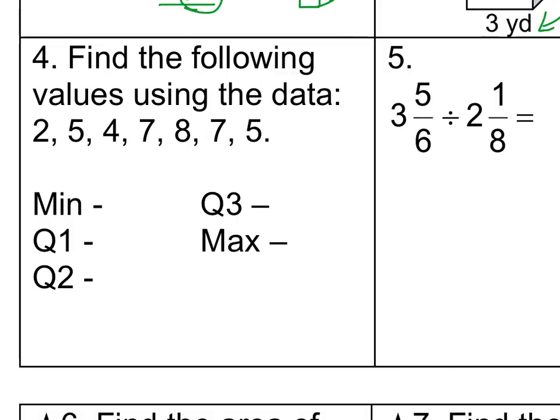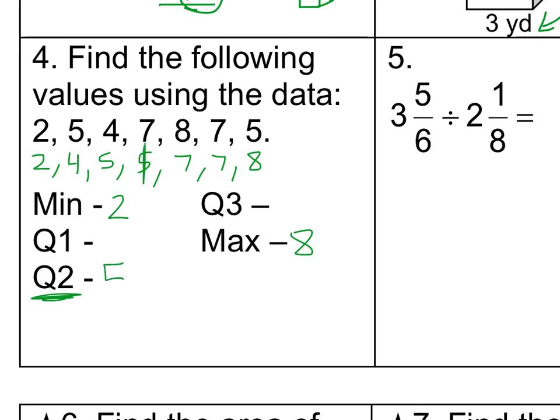And another data question here. We're going to find the minimum, the maximum, and then the quartiles. So remember, the first thing we need to do is put them in order from least to greatest. So there I have my list, and minimum means the smallest or least number, so I'm going to put my 2 there. Maximum means the biggest number, so I'm going to put my maximum there. And then the quartile 2, remember, is the same thing as the median, which I'm just going to draw a line right through that 5, because that's right in the middle, so quartile 2 is 5.